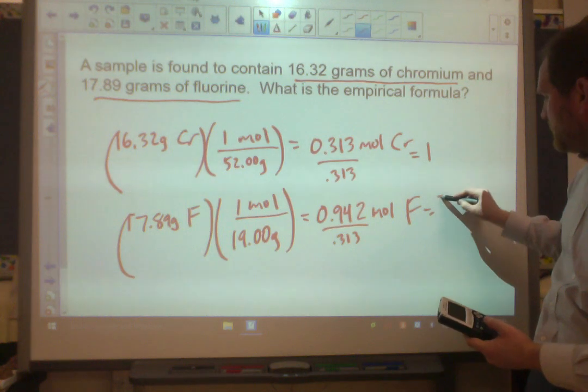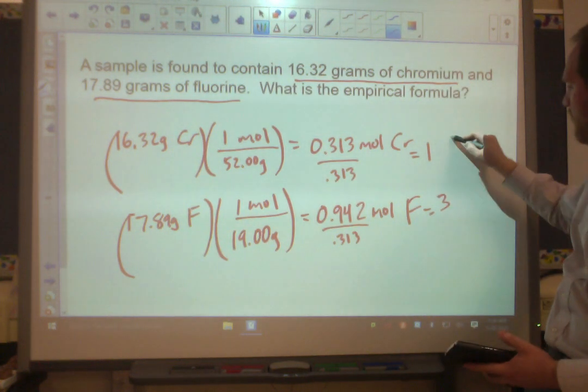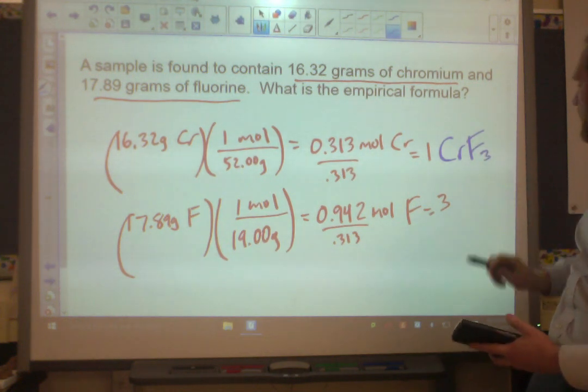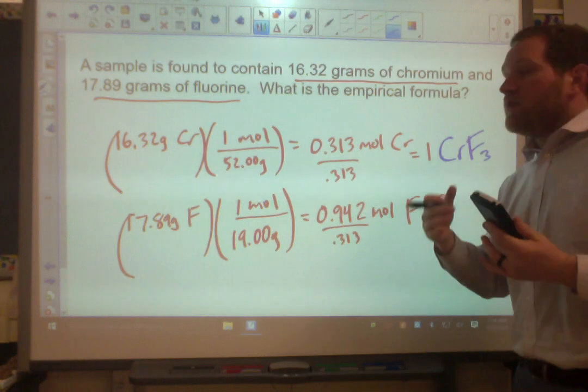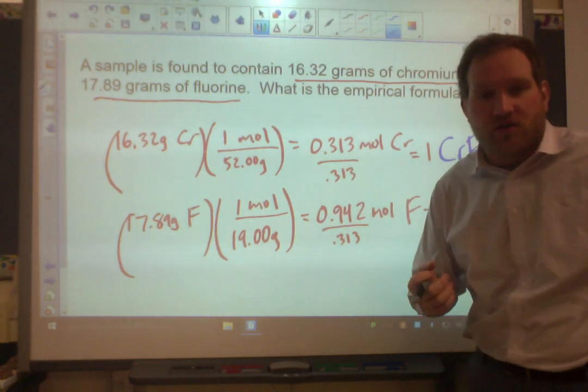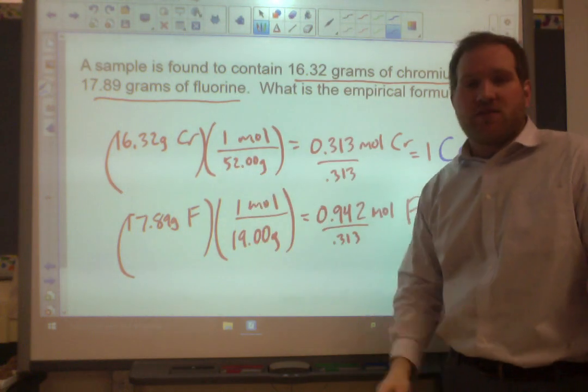3.01, so yes, it's about 3. So my empirical formula is 1 chromium, 3 fluorines, CrF3, which you can of course name as chromium(III) fluoride. So as you can see, all you need to solve an empirical formula problem is to get the mass of one element and the mass of the other element.